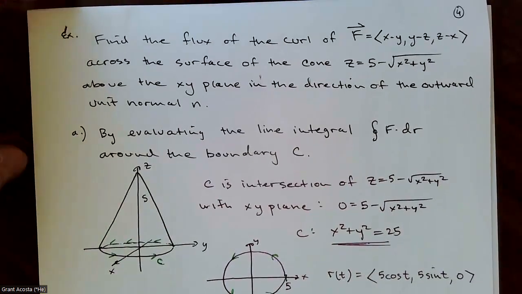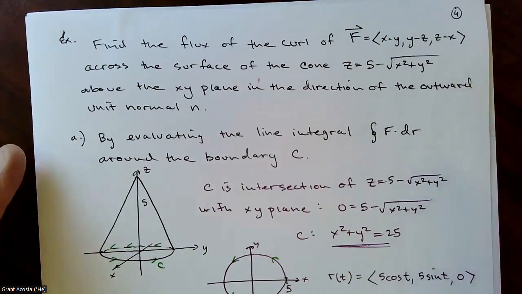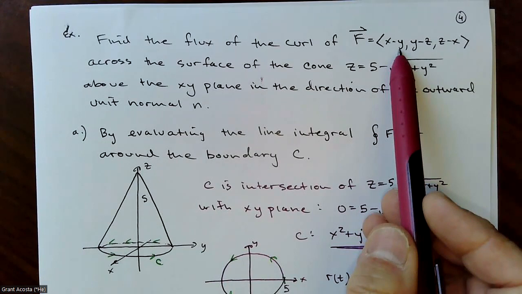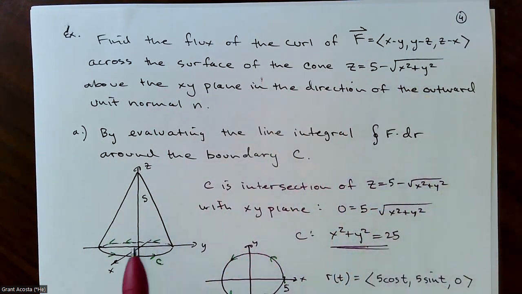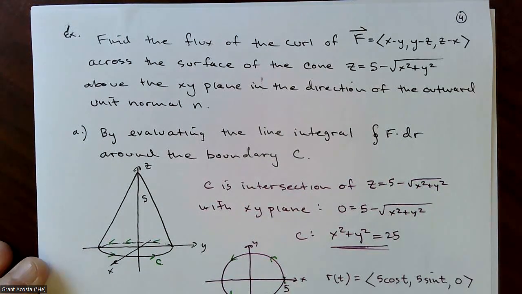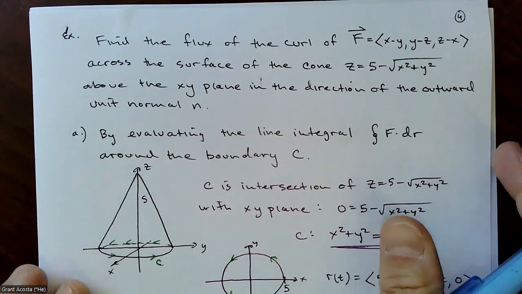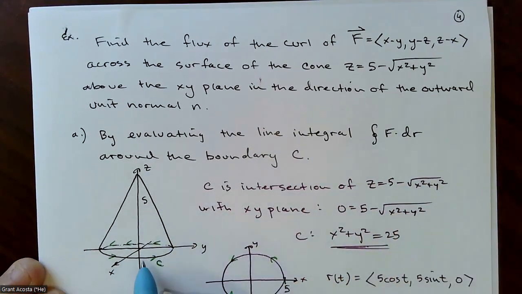Example. We want to find the flux of the curl for this vector field across the surface of the cone z equals 5 minus the square root of x squared plus y squared. That looks like this. Above the xy plane in the direction of outward unit normal n. When you read the directions on these, sometimes it's a little confusing. What are they talking about here? This gets back to the orientation here, and it also has to do with the flux of the curl.